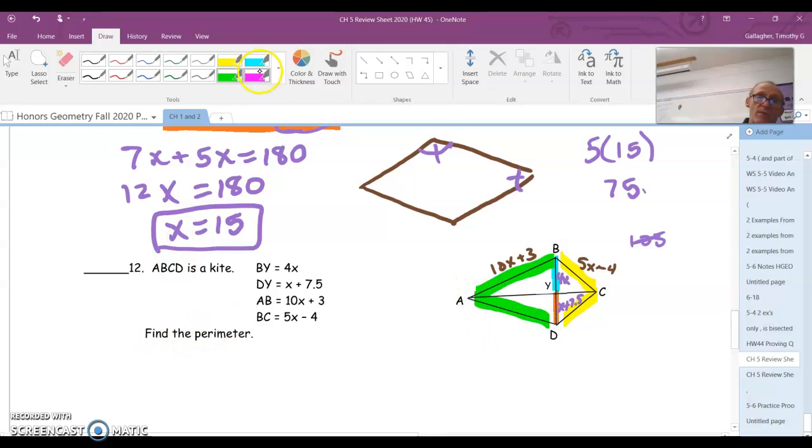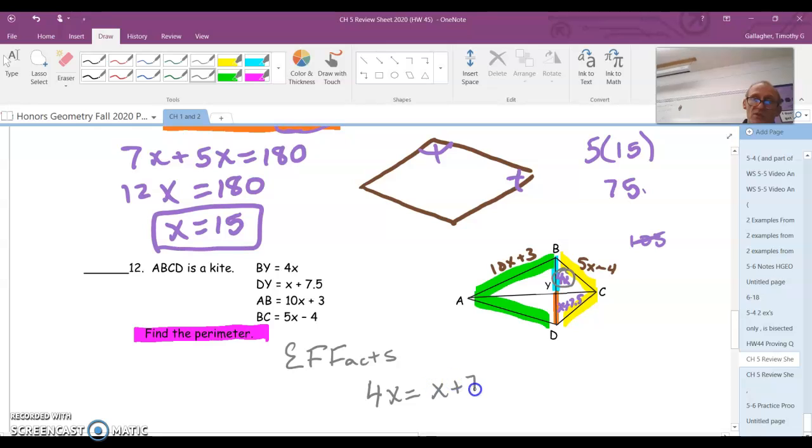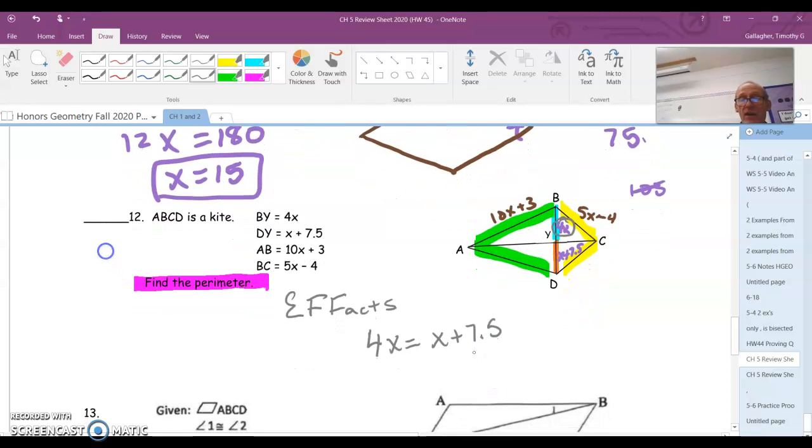Okay, so we want to find the perimeter of this kite. So the equation from the facts here is that 4x equals x plus 7.5. Now, that gives me 3x equals 7.5. So x equals 1.5, no, 2.5. All right? So I'm going to substitute it in here.